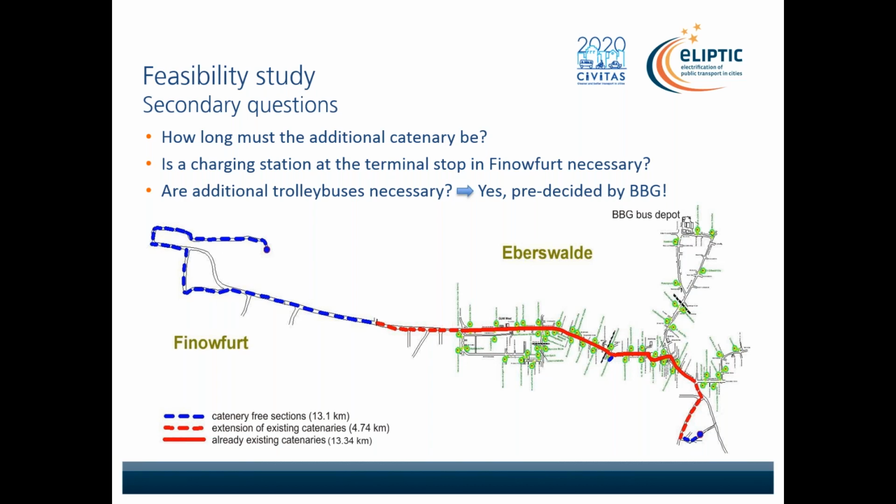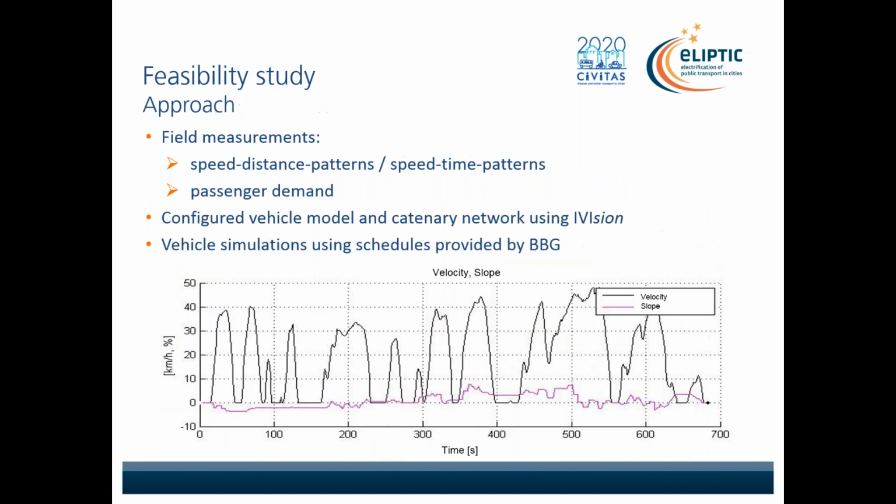This question has been pre-decided by the local transport operator, because he decided that the schedules of the buses running on line 910 will not be mixed with the schedules of the existing trolleybus lines. In the first step, we carried out field measurements for which we equipped one of the running buses with measurement equipment. We measured the speed distance patterns and the speed time patterns, and of course we counted the passenger demand, because this has a big influence on the results.